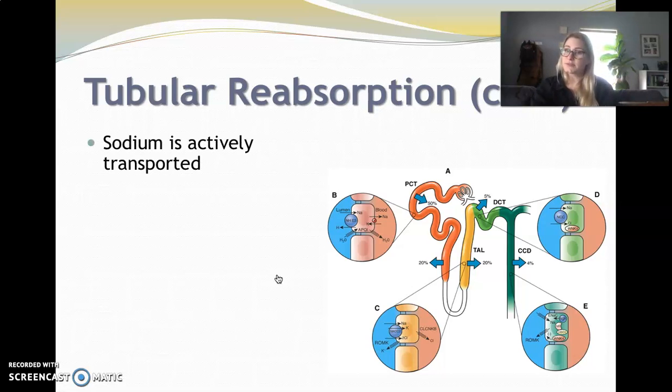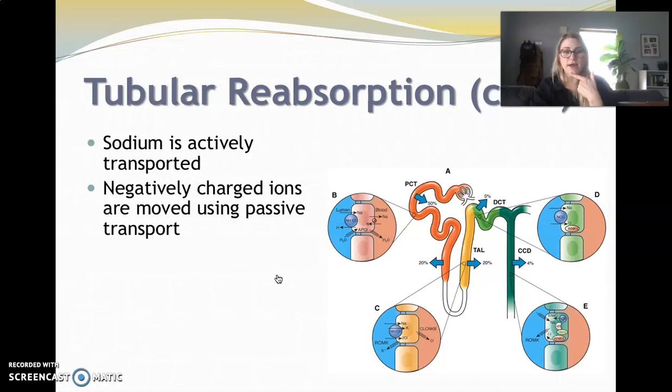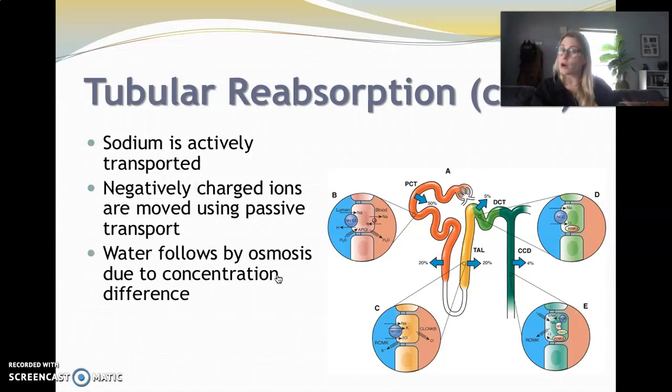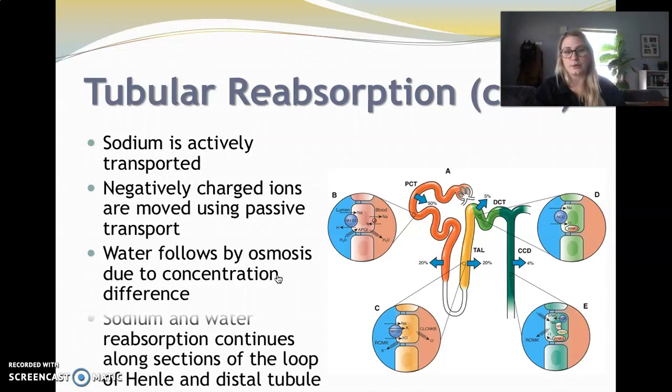Sodium is going to be actively transported. We have those windows that facilitate the diffusion, and that is going to call those other negatively charged ions, because sodium is positive, so the opposites attract thing. We're pulling out those negatively charged ions to be moved out passively. So we're only spending energy on pulling out the sodium. Once those negatively charged ions come out, then water is going to follow thanks to osmosis and also that concentration difference within the medullary pyramids.